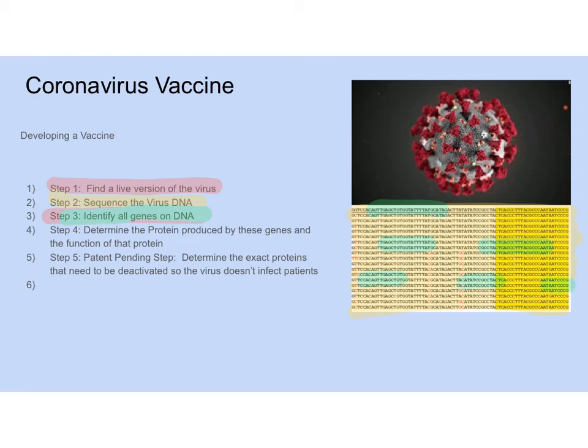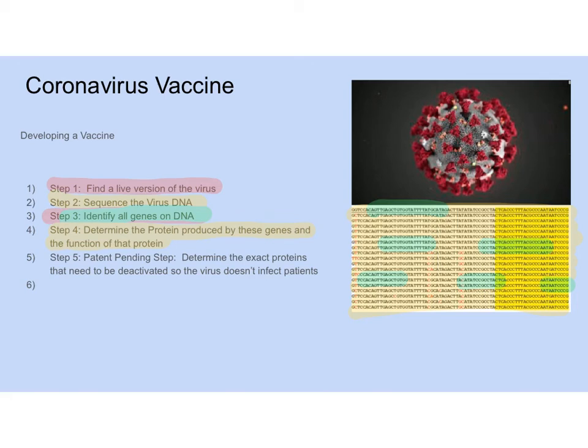Once they found all the genes, the next step, we've got to determine what protein is made by these genes. Here's the set of instructions, or the genes. What does that set of instructions make? Like, what protein is made? And on top of it, once we know what protein is made, what's the function of that protein? What does that protein do for the virus? Does it help it replicate? Does it help it build its body? Does it help it infect cells?